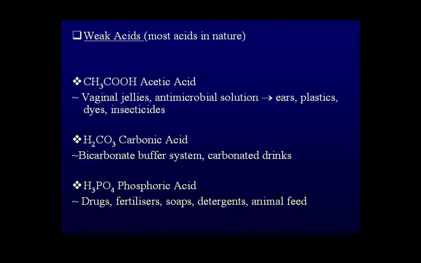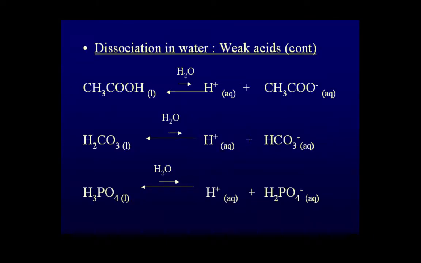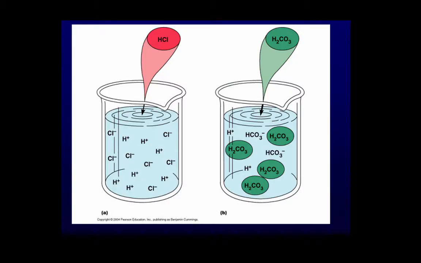All right, so let's go ahead and look at what that means. Here we have a strong acid, HCl, and we have a weak acid, H2CO3. You can see that the H and the Cl actually break apart, whereas in the weak acid, some of them break apart, but some of them stay together.